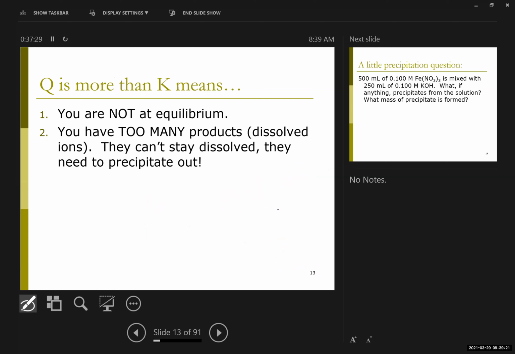On the other hand, if Q is greater than K, right, I'm still not at equilibrium, right? The pathway to equilibrium is now right to left, because it's still products over reactants. Although, again, for a Ksp, I'm not seeing this, right? But I do have products, and I can do the reverse reaction. And so if Q is greater than K, I'm not at equilibrium, but I do have a pathway to equilibrium, which is to precipitate the excess ions to get me below the solubility maximum.